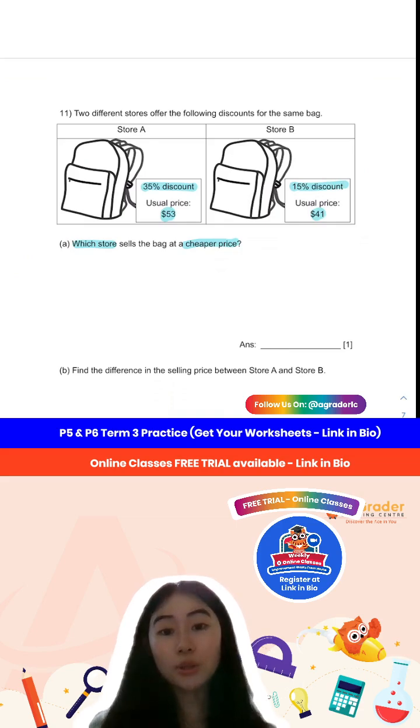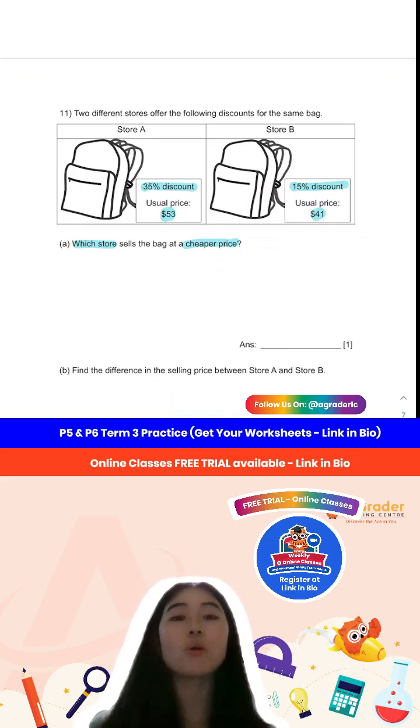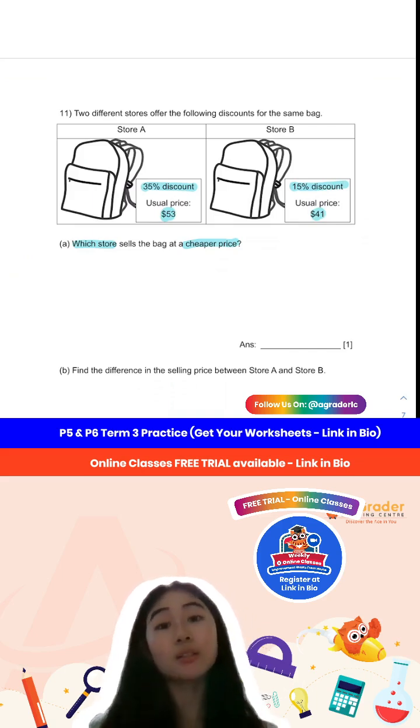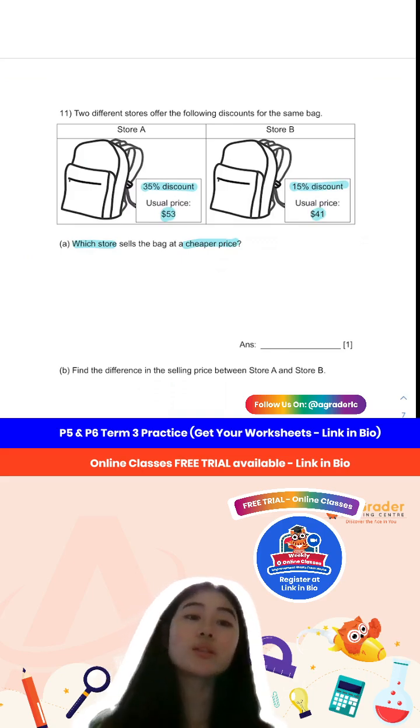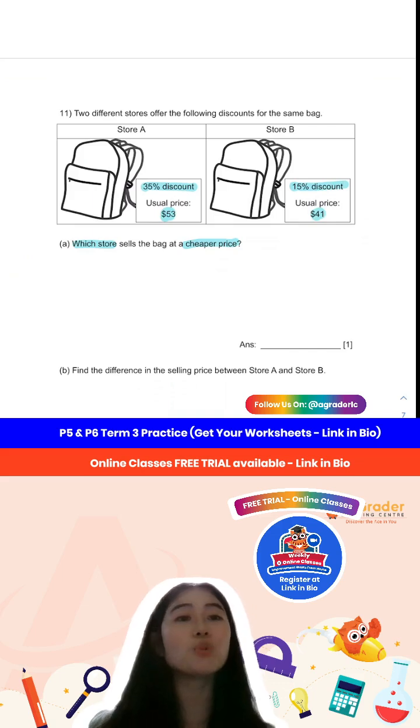Actually, for this one you only need to indicate is it store A or store B? Is it A or B? Then you can get 1 mark. So even if you don't do any calculation or you don't know how to do this calculation, you should at least put A or B. You have a 50% chance of getting it correct as long as you put A or B. So in the exam, you can make use of this technique.